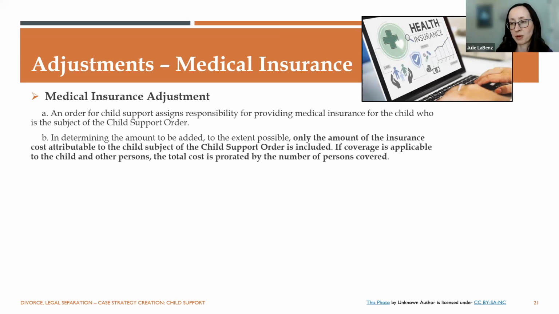So if you have a medical insurance and it covers you and your child, then you need to figure out how much of that amount is just for your child. And if you don't know, then you can prorate it. In other words, divide the amount by 2. So if the coverage covered 3 people, you would divide the amount by 3. And then assuming you have 2 kids, 2/3 of that amount would be included in the child support worksheet.